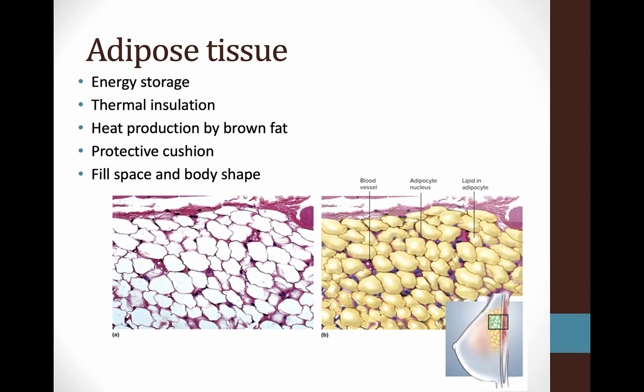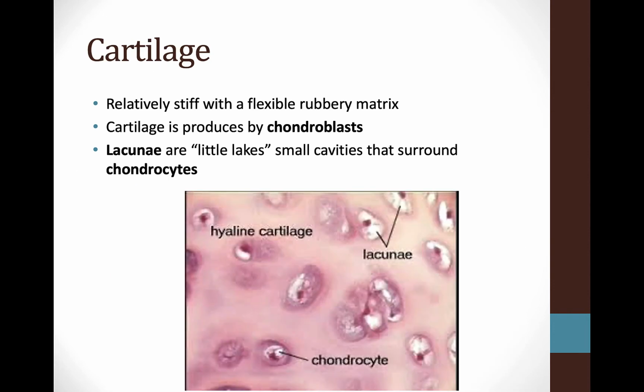It can provide a protective cushion, so around the heart to help protect and cushion the organ, and then kind of fill in the space to give us body shape. So when women go through puberty, fat is deposited in the breast and the hips to provide kind of the womanly secondary sex characteristic. Another type of connective tissue is called cartilage, and we have 3 different types of cartilage.